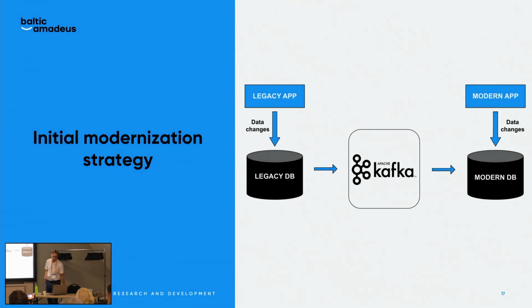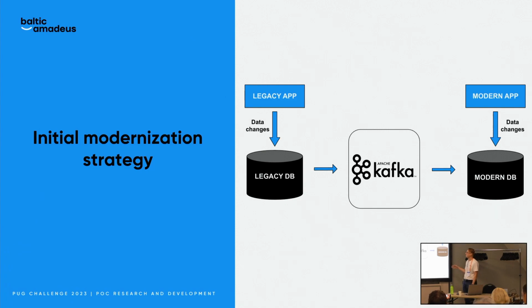Now, the initial modernization strategy is really simple. It will change over time as we move on through our story, but basically there are two applications, the legacy and the modern, which have their separate legacy and modern DBs, which are on different versions. So legacy is on 11.7 as a reminder, and modern is on 12.2 as of this stage. And we have Apache Kafka at that time as a black box. We didn't actually know how we were going to implement it, so we would have this as a black box for now, but it will change over time.